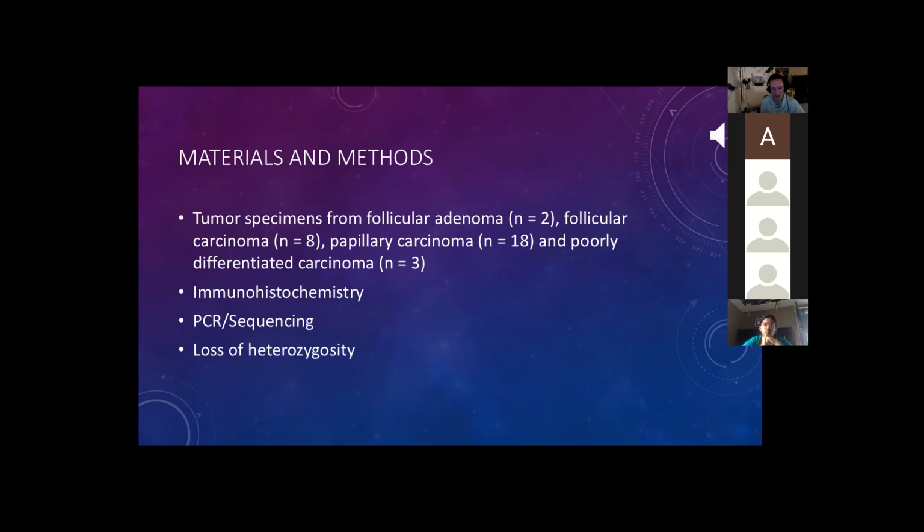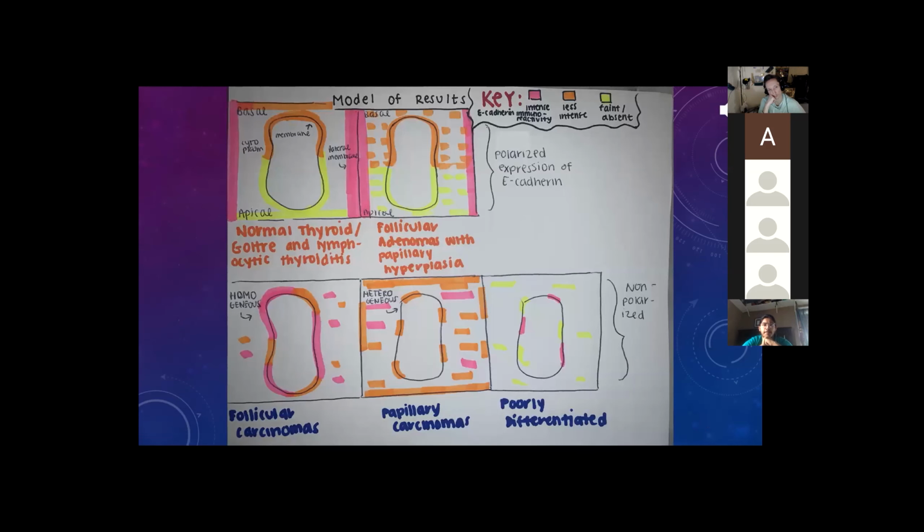Researchers took 4 types of tumor specimens and used immunohistochemistry, PCR, sequencing, and loss of heterozygosity to understand the expression of cadherins in thyroid tumors. To better understand the immunohistochemistry results and figures, I created a model that shows the cell types for different thyroid tumors. The key shows that pink indicates an intense cadherin immunoreactivity, orange indicates a less intense immunoreactivity, and yellow indicates a faint reaction.